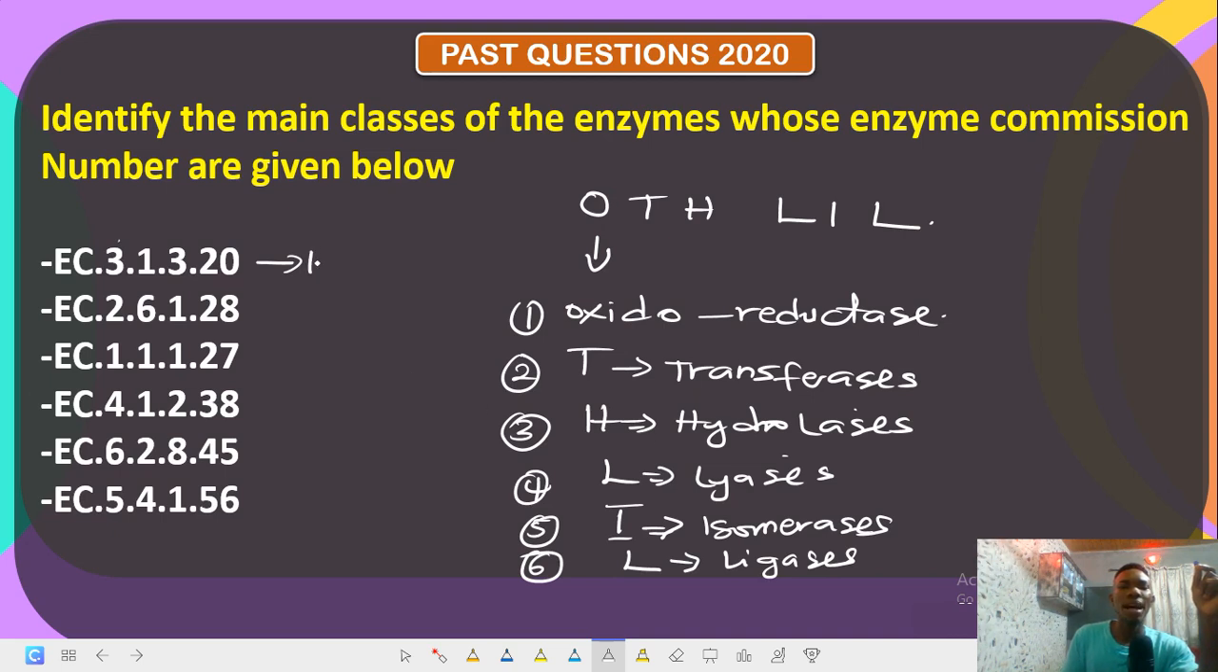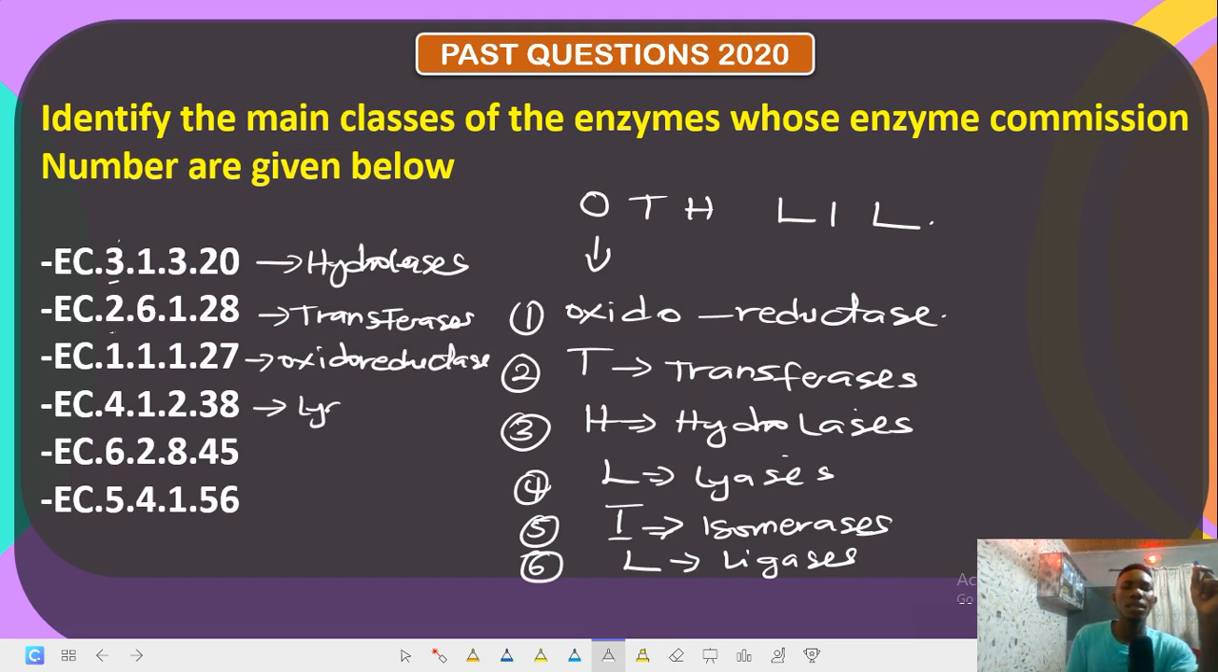So this enzyme is hydrolase, because it belongs to 3. Now this first one is 2, so you say this is transferase. This one is class 1, so you say this is oxidoreductase. This 4 is lyase. This 6 is ligase. And this 5 is isomerase.